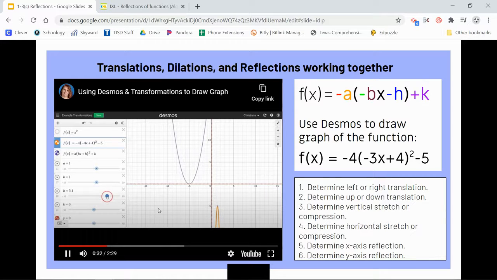And then we're just going to go ahead and go through it. Okay, keep watching. So it goes to positive 4 because it's positive 4 here, but it's working because of that negative. And then k is negative 5. And then we're going to move a to negative 4. And that is not only going to do the stretching, it's also going to do the reflection.